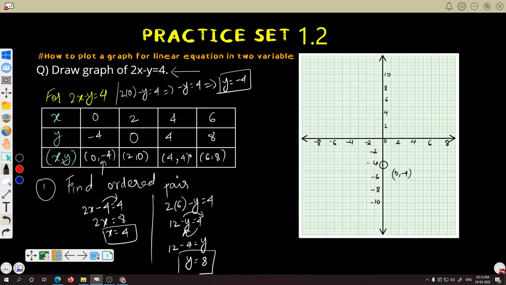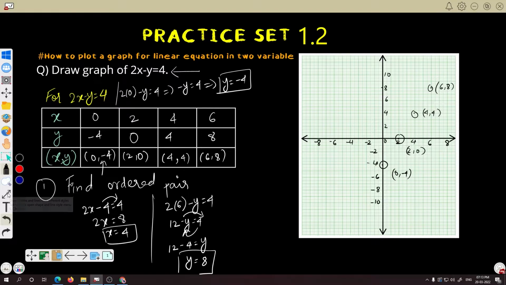The second point is 2 comma 0. So x is plus 2. This point is 2 comma 0. The third point is 4 comma 4. So x is 4 and y is 4. So exactly at this point, this is 4 comma 4. The fourth point is 6 comma 8. So the x coordinate is 6 and the y coordinate is 8. So if I mark this point, this is 6 comma 8.